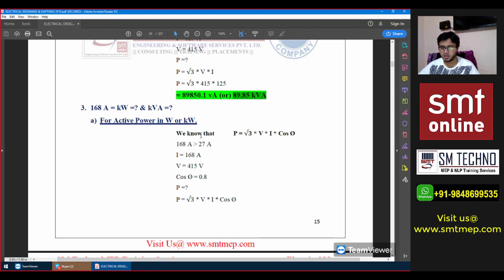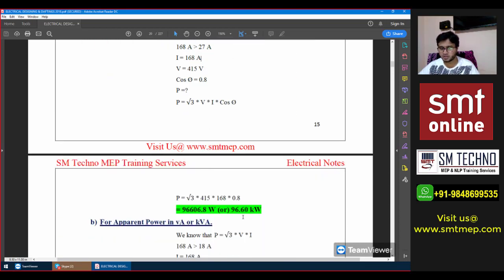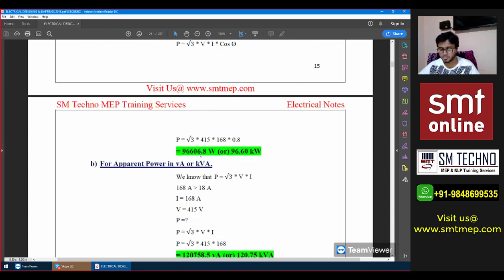Next is for 168 amps. The formula is P equals root 3 VI cos phi. 168 amps is more than 27 amps. I is 168, V is 415. When you substitute this, you will get 96.60 kilowatt.